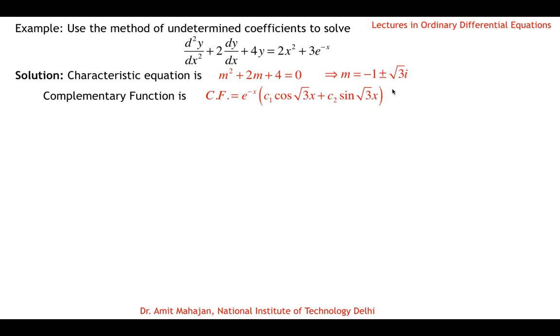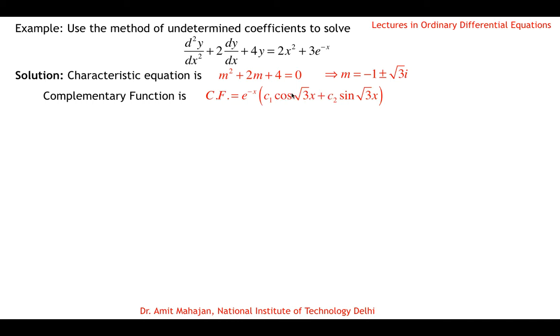This is the complementary function, e^(ax) into c1 cos bx plus c2 sin bx, where a is -1 and b is √3. Once we have this, we have to use the method of undetermined coefficients. So we see what capital X is. Capital X is 2x^2 + 3e^(-x). Both these functions, x^2 and e^(-x), are not in the complementary function. e^(-x) is there, but it is multiplied with a cos function or a sine function. There is no single e^(-x), so both are not present in the complementary function.